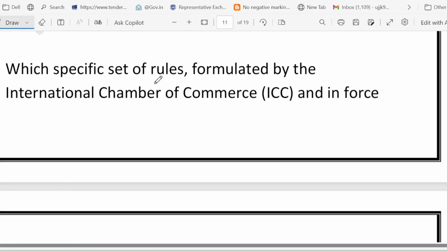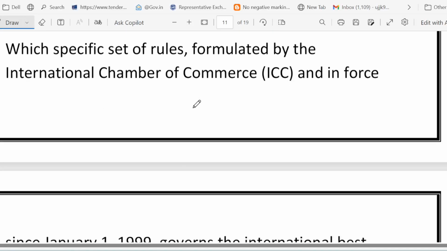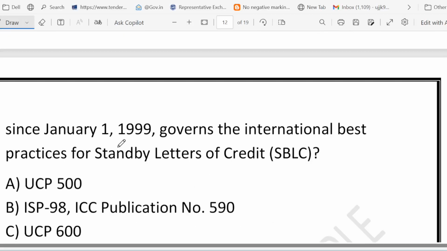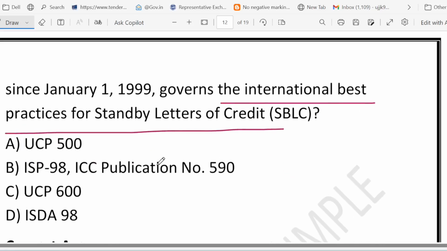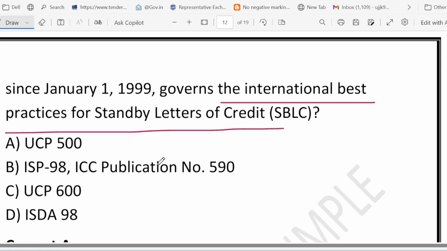The question is: which specific set of rules formulated by the International Chamber of Commerce, in force since 1st January 2019, governs the international best practice for the standby letter of credit, SBLC? Option A, UCP 500. Option B, ISP 98. Option C, UCP 600. Option D, ISDA 98. Very good question. This question is about the rule book that governs the standby letter of credit, or SBLC.